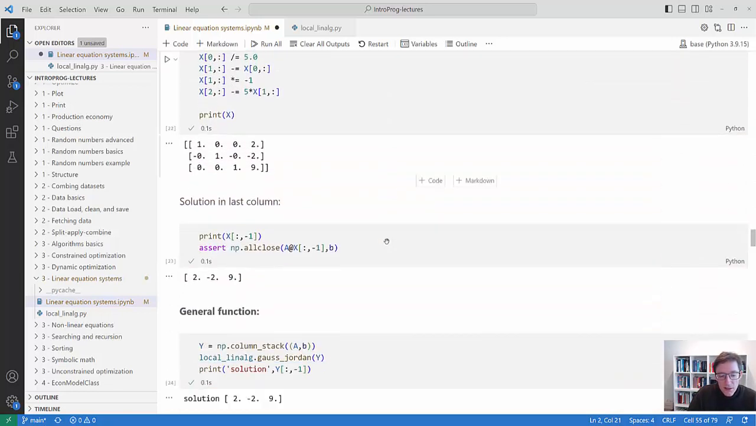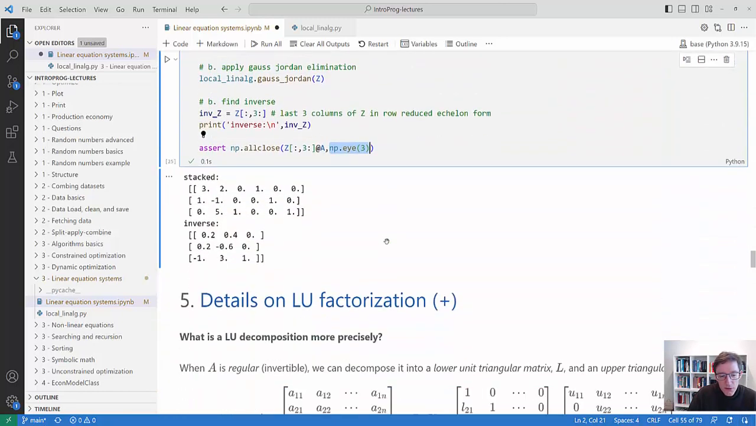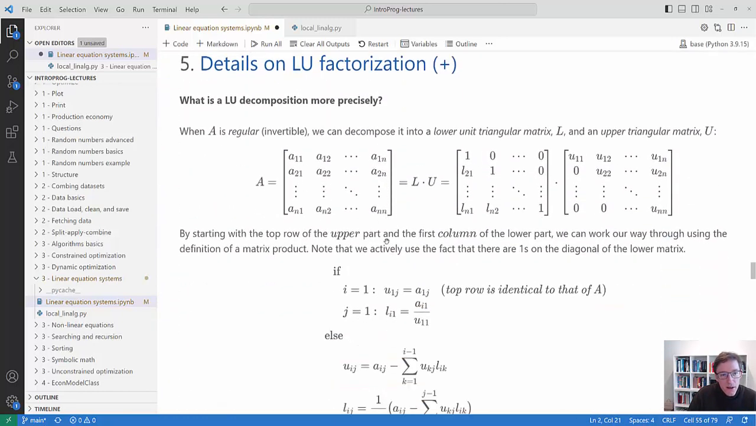You can also think about what the LU decomposition was about. What was I actually doing there? The idea is that if A is a regular invertible matrix, then you can show that you can decompose it into a lower unit triangular matrix and an upper triangular matrix. So if you have the matrix A, then you can write it as L times U, where L has 1 on the diagonal and 0 above the diagonal, and then some numbers below, while U has nothing below the diagonal, but numbers at and above the diagonal.